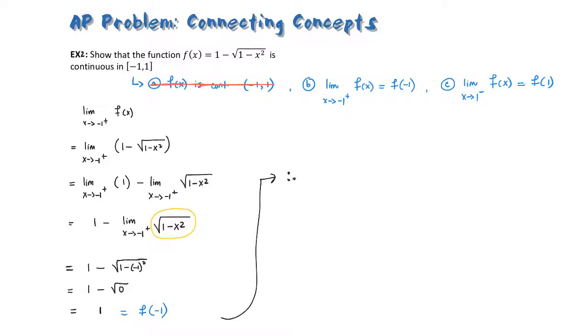This is showing that the limit as x approaches -1 from the right of f of x is equal to f of -1. So then this is showing that f of x is right continuous at -1.